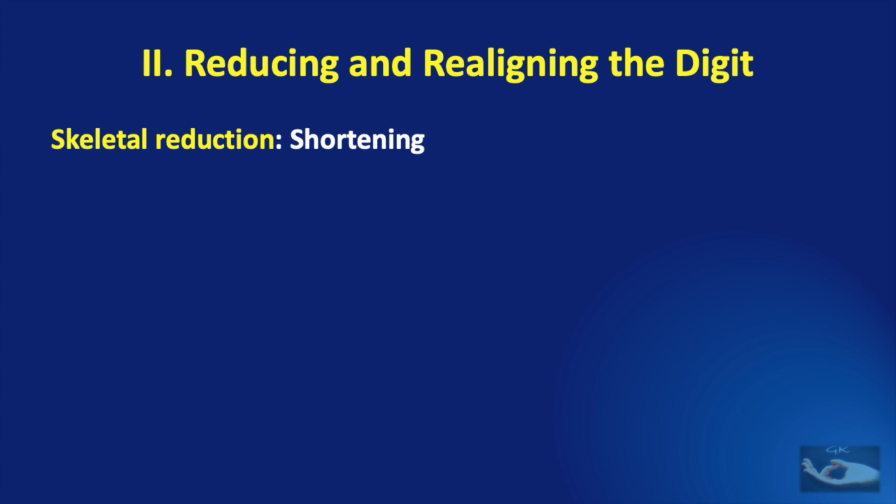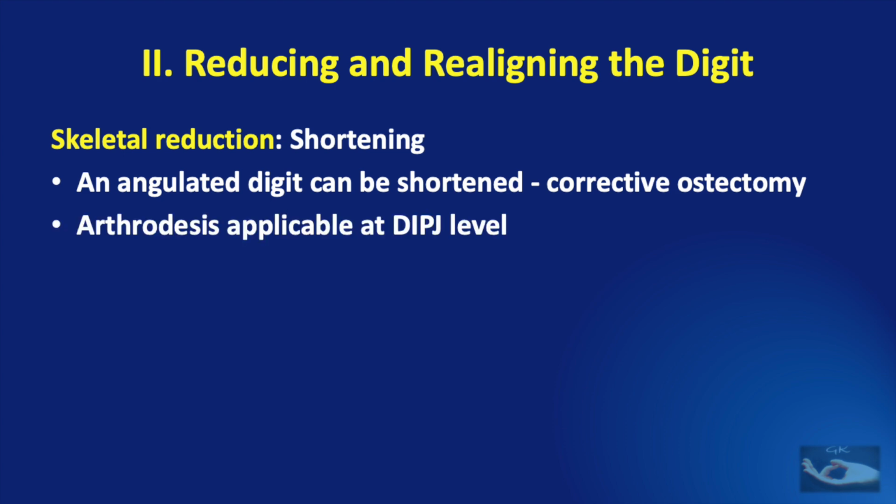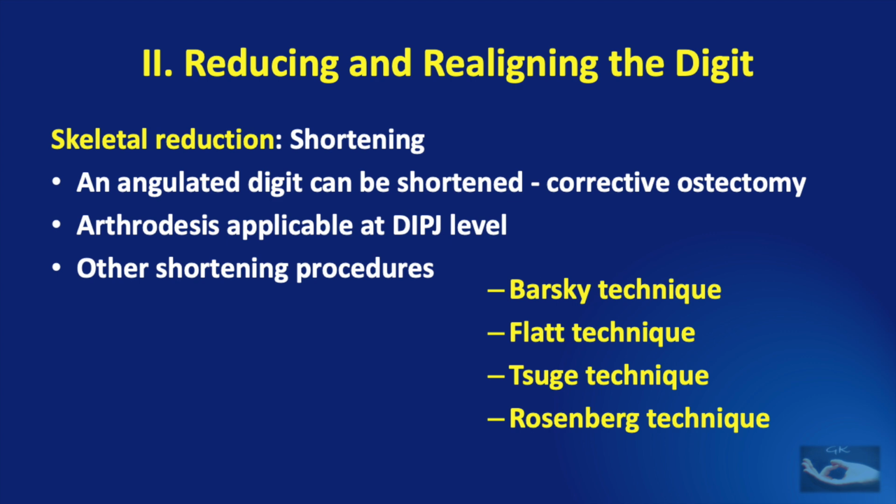When we talk about procedures for shortening the bone, if the digit is angulated, it can be shortened by doing a closing wedge osteotomy or a corrective osteotomy. If it is at the level of the distal interphalangeal joint, arthrodesis will also help in shortening the bone. There are also a few standard procedures for shortening the bone: the Barsky technique, the Flatt technique, the Kenya Suge technique, and the Rosenberg techniques.